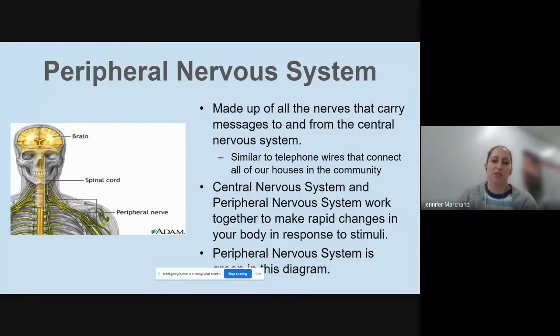It's really similar to telephone wires that previously connected houses in our community, more like how we connect cable to all the houses in our community. The central nervous system and the peripheral nervous system always work together to make immediate, rapid stimulus changes in your body. So let's say, for instance, you're cooking and your hand touches the stove. Your peripheral nervous system will immediately signal to the central nervous system, which will then tell your hand to pull away, tell your muscles to pull away from the stove because the stove is hot.